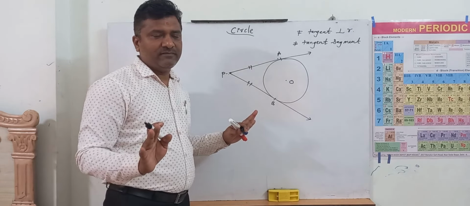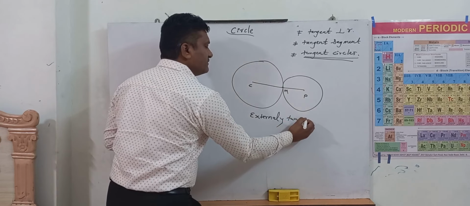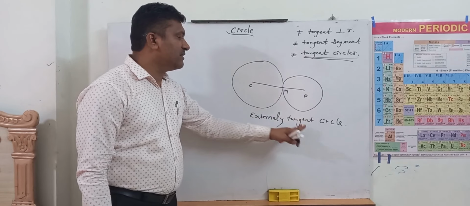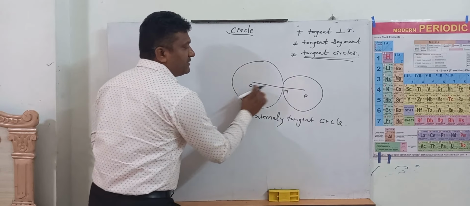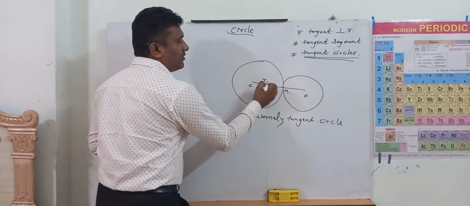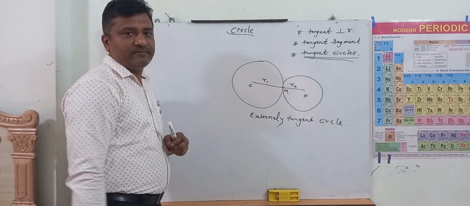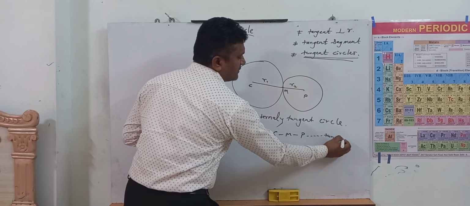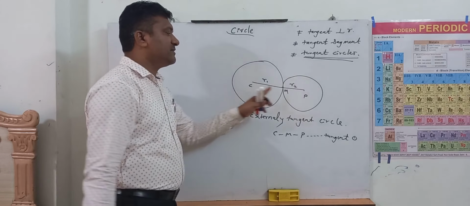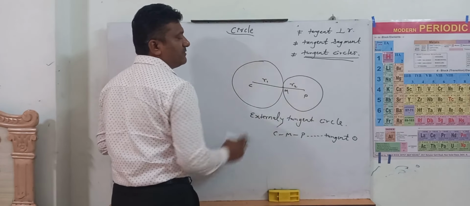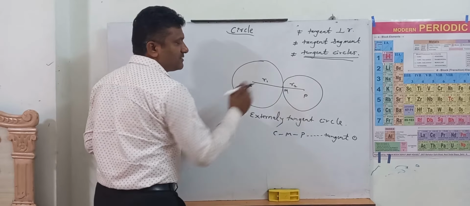Now here there are two types of tangent circles. Externally tangent circles: when circles are externally tangent, the distance between the centers is the sum of the two radii of the circles. As you know, C, M, P are collinear because they are tangent circles. If circles are tangent, these three points are collinear and the distance between their centers will be the sum of the radii, that is R1 plus R2.